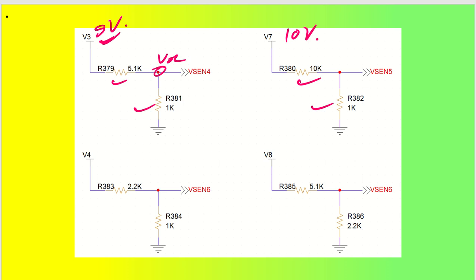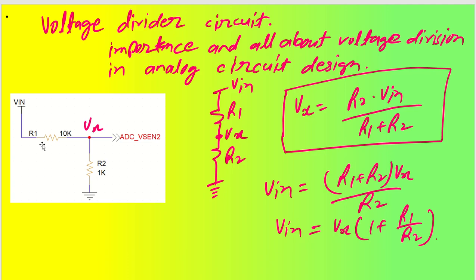Let me give you a calculation so that you can have a proper understanding and incorporate it in your analog circuit design. The importance of voltage division in analog circuits we will try to understand using this particular circuit. Let us say we have an input voltage here, and we have to find out Vx, and we have R1 and R2. So what will be the voltage Vx?